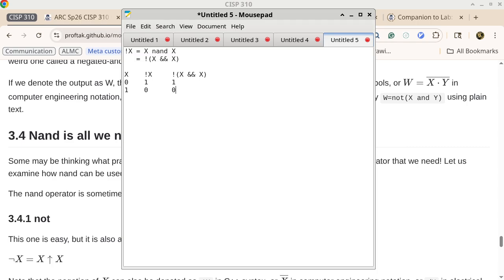Does that make sense? Do we understand how this truth table is settling and proving once and for all that not x is the same thing as x NAND x? Okay, so I see some nods. Okay, excellent. So now we're going to move on.